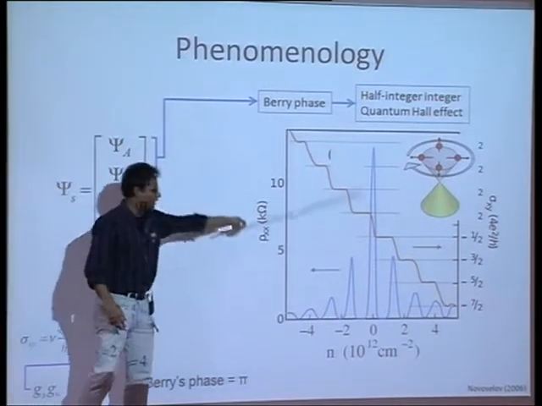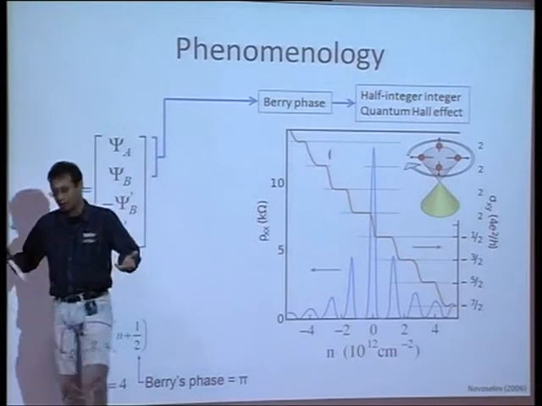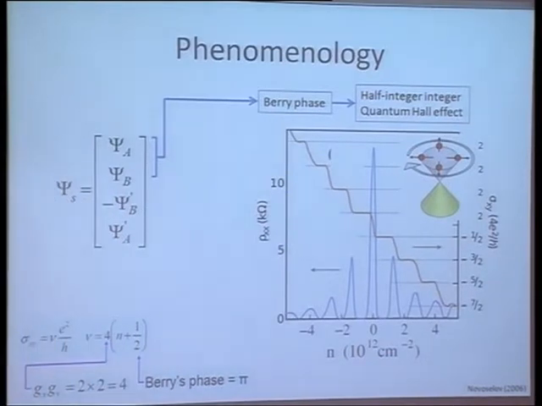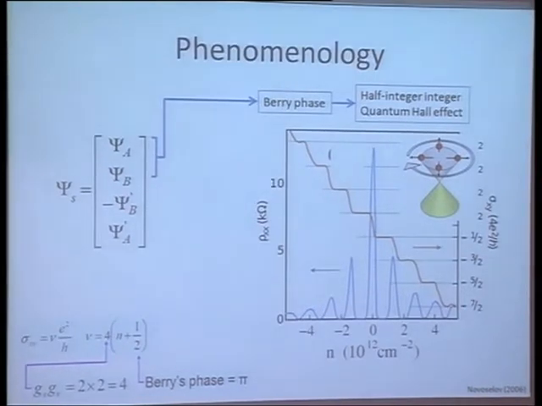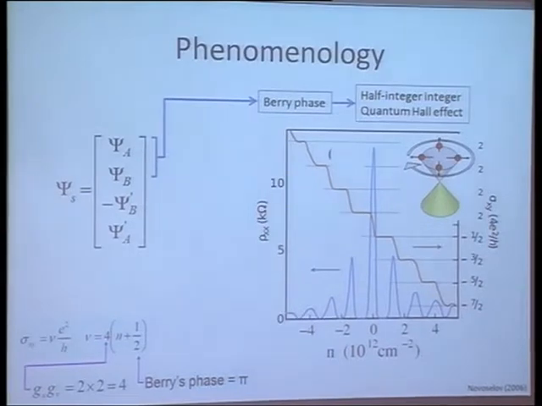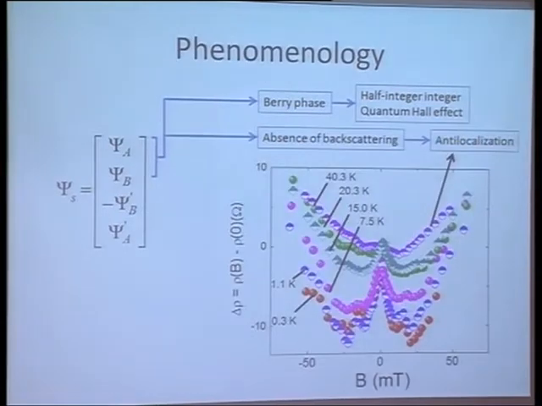to a whole game of half-integer quantum Hall effect, which we all know led to the Nobel Prize and all sorts of things. Anyway, this is where the interesting component is, I don't know whether you can see from there, this extra half comes from the Berry's phase in graphene, and which is essentially the reason for this weird quantum Hall effect. Also, what people have observed is the absence of backscattering.